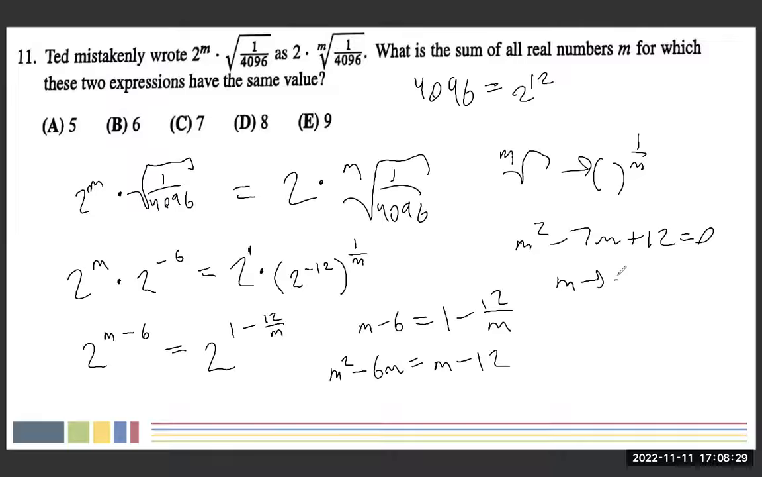Therefore, m can be either 3 or 4. And the sum of all the numbers m for which these two expressions have the same value is 3 plus 4, which is 7.